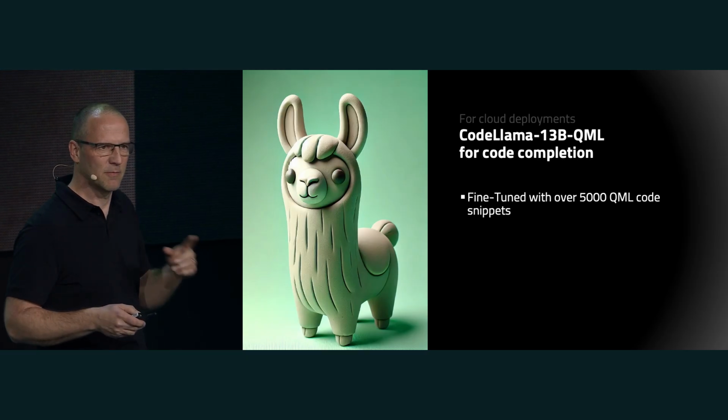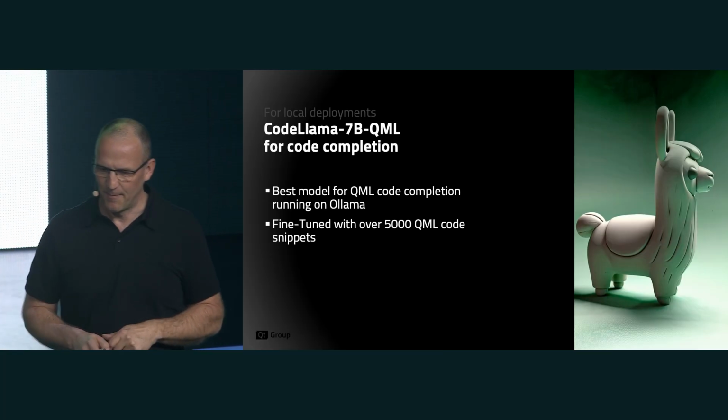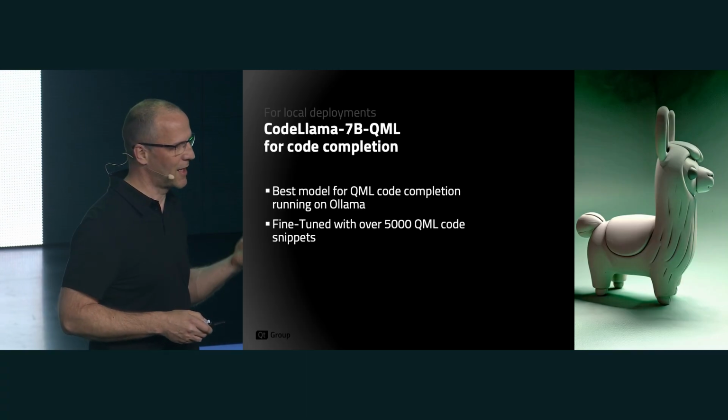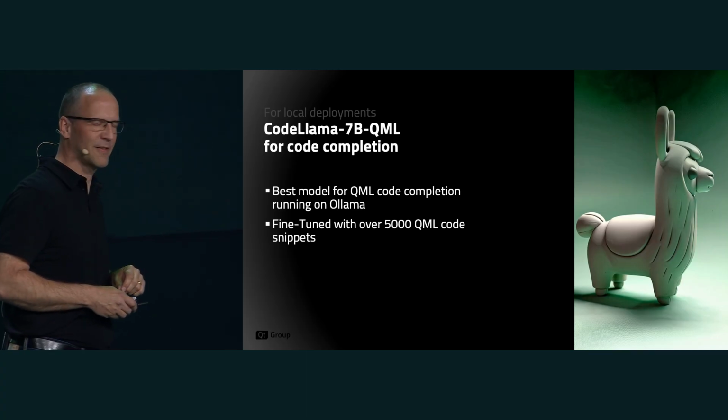And then, this is for cloud. Then we have a model that runs locally, which is our little llama. That's the best model for code completion running on Ollama. Again, we trained it on roughly the same 5,000 pieces of QML snippets.